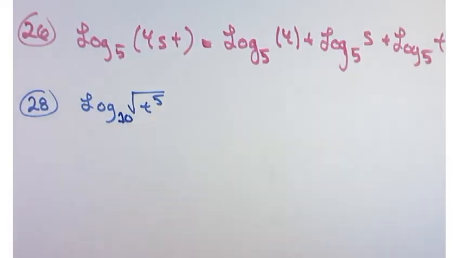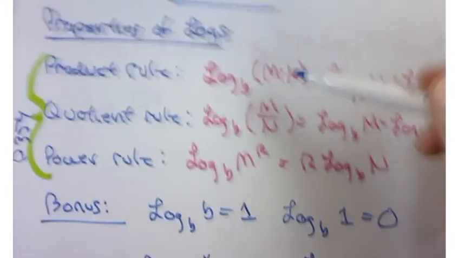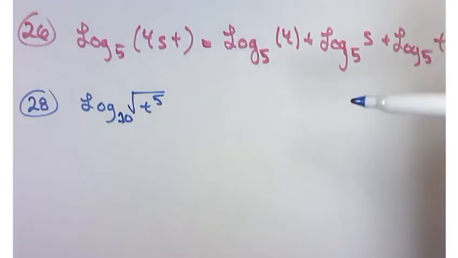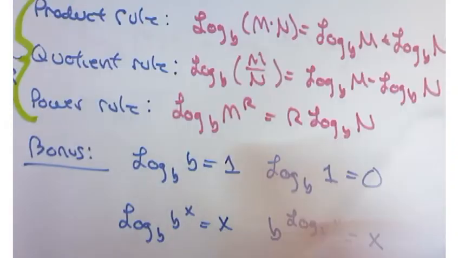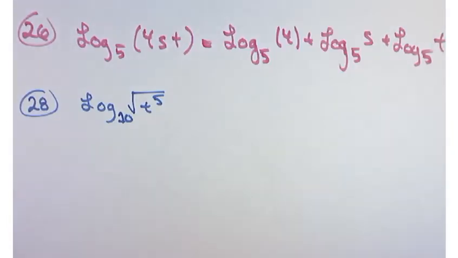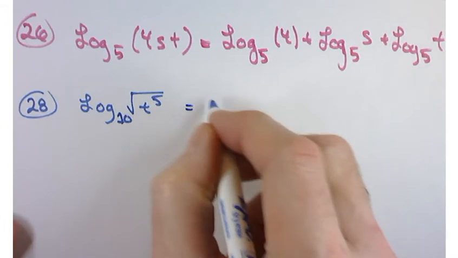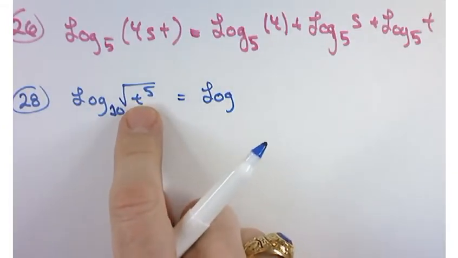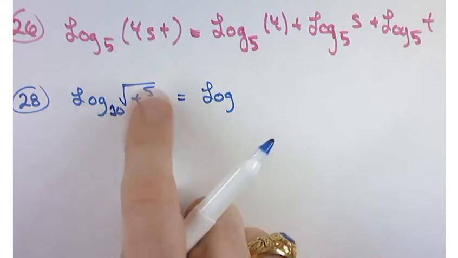I'm not sure we really need that. Oh, wait a minute. Did I forget to give you the property of logs that deals with square roots? Oh, that's because there isn't one. All right. But what do we have? We have a power rule, and that's what we need to use here. So the big question is, who remembers their properties of exponents? How can I write this as a power, t to some power?